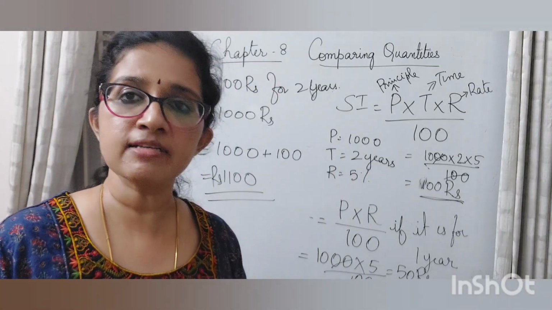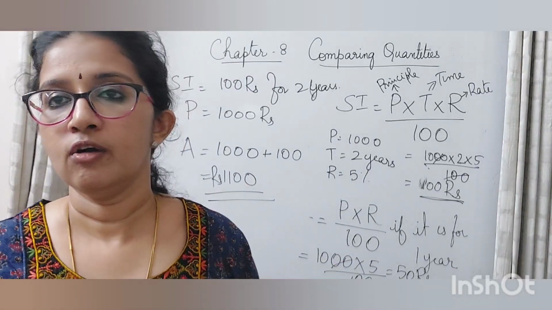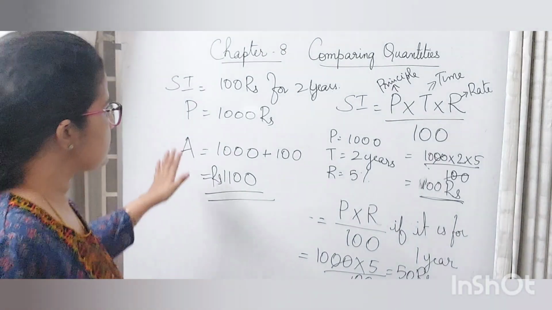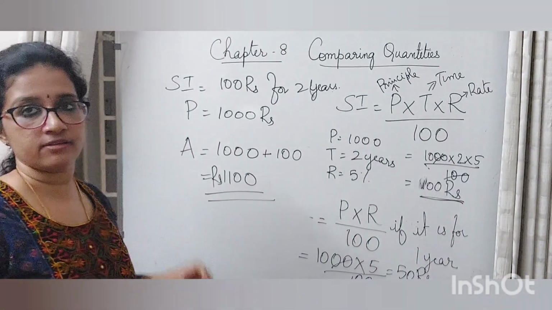If it is 3 years, then again this will change. So this is how we have to calculate simple interest.